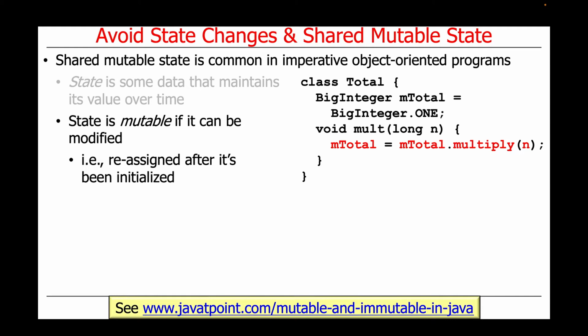As you can see here, mTotal was given the initial value of 1, but then there's a mult method that takes a parameter n, and it multiplies mTotal by n, and then assigns the new updated value to the mTotal field. So it's reinitializing it, reassigning it.